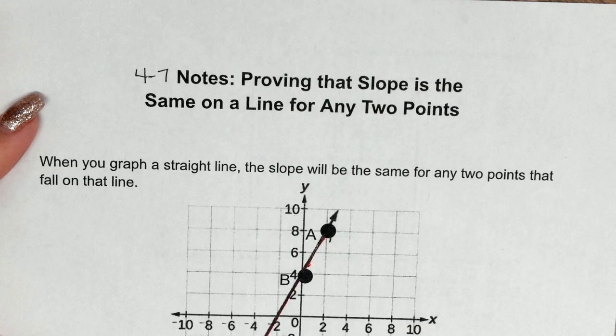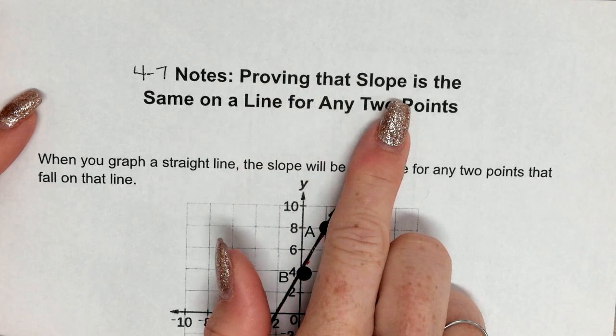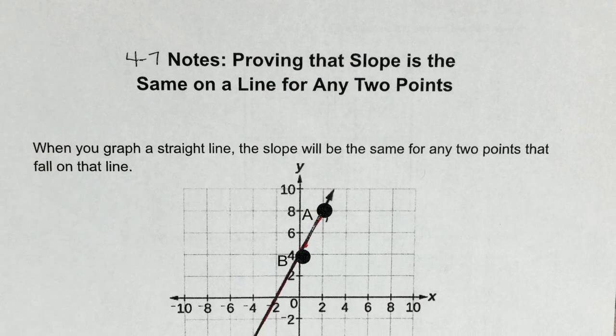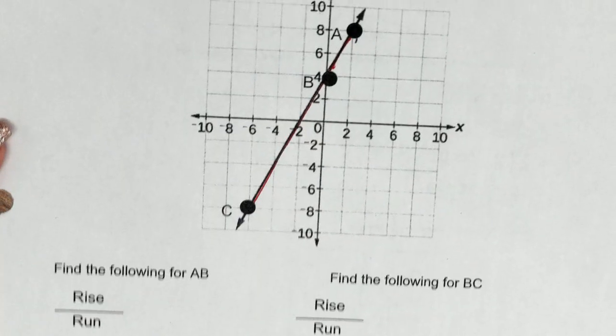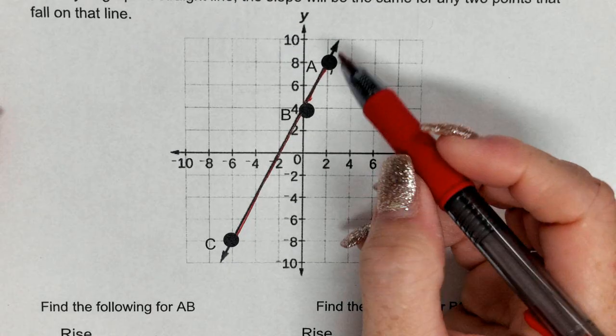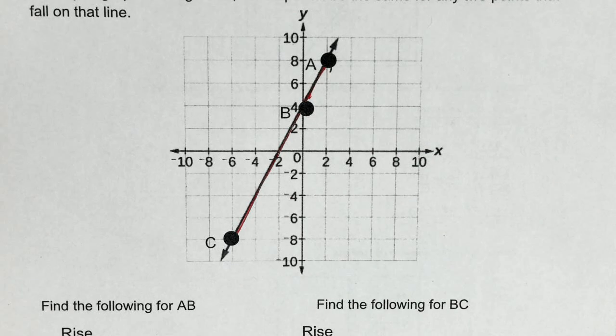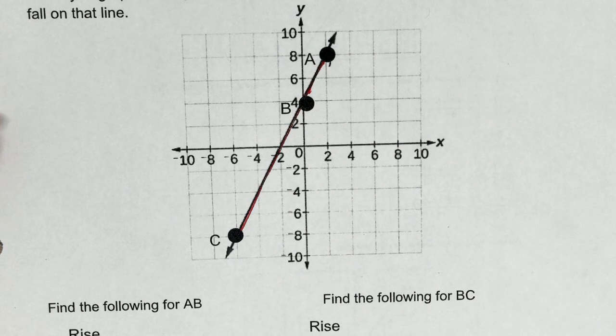So today we're going to prove that it doesn't matter what 2 points you use, the slope is the same if it's on the same line. So what I'm going to teach you is how to prove that. So is the slope from A to B the same as B to C? Yes or no? Yes, I just told you it is.